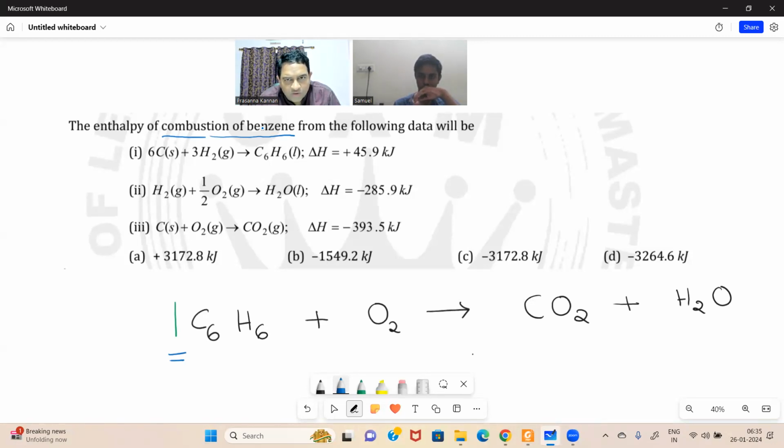Balancing means whatever is on the left hand side, you should have it on the right hand side, correct? Number of atoms. So why are you just keeping it as CO2? On the left side, how many carbon atoms are there, Samuel? 6. So how many carbon atoms should be there on the right side? 6. How many are there right now? Only 1. So what should you mark right away? 6. Why are you not making that?